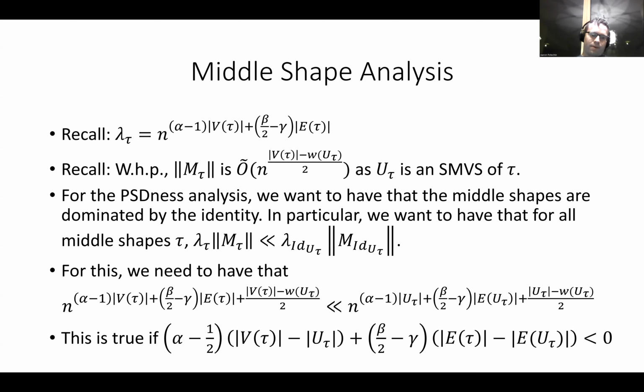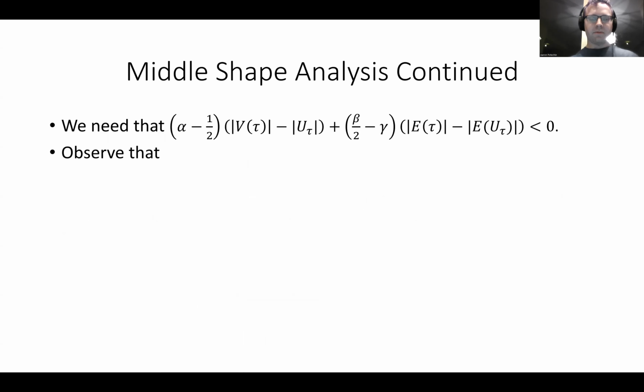So this is true if alpha minus 1/2 times, in parentheses, the number of vertices in tau minus the number of vertices in u tau, plus beta over 2 minus gamma times the number of edges in tau minus the number of edges in u tau. So this is true if all of this is less than 0. So we need that this inequality holds.